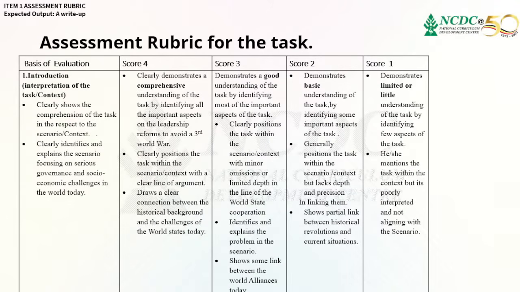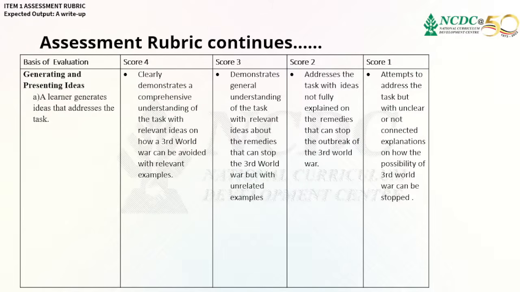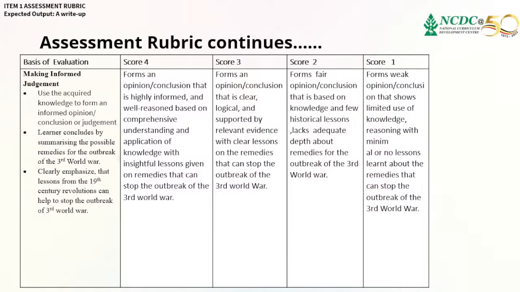Assessment rubric for the task. The assessment rubric is in three parts. We have the introduction and interpretation of the task. We have generating and presenting the ideas, which is going to be the body of the learner's presentation. Then the last one will be making informed judgments, which will be like a conclusion.